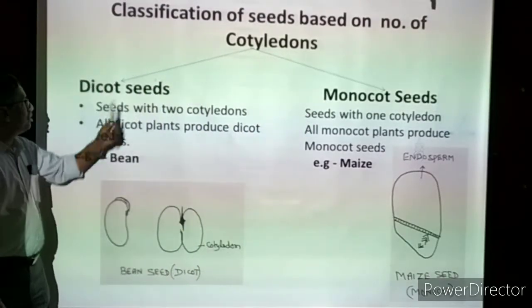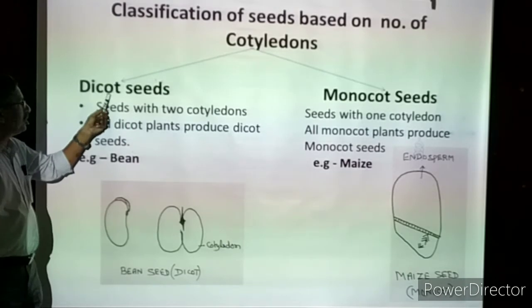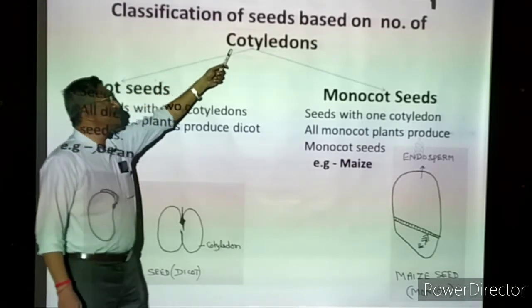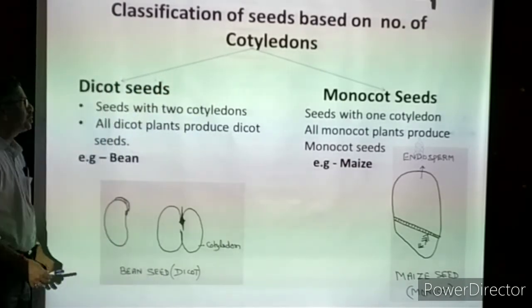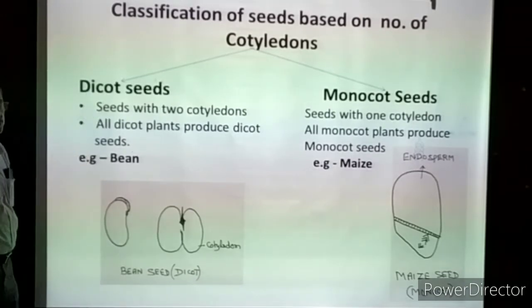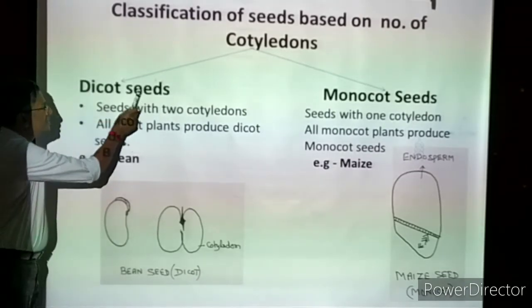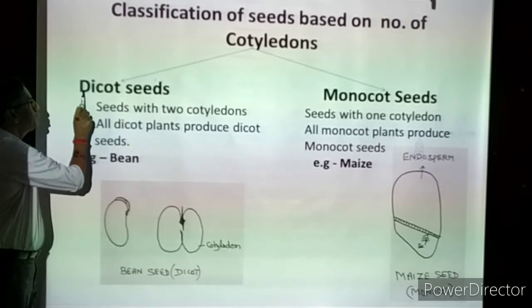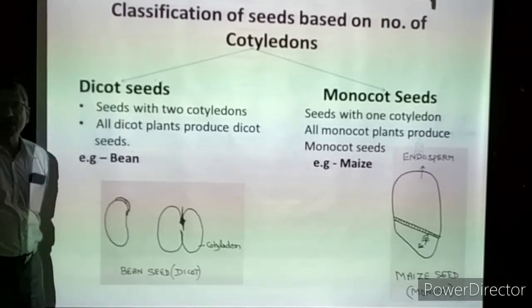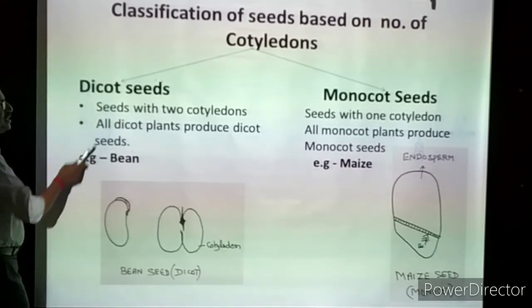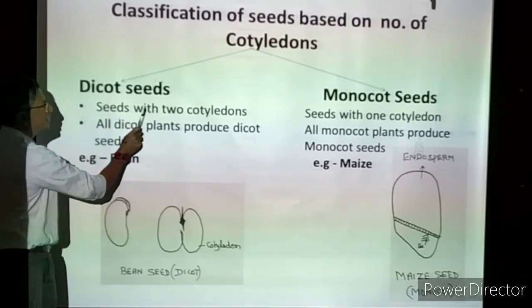What is the meaning of dicot? C-O-T, cot means cotyledon. First three letters are taken. Di means two. So dicot seeds means these seeds are having two cotyledons. We'll take the characteristic features. Seeds with the two cotyledons.